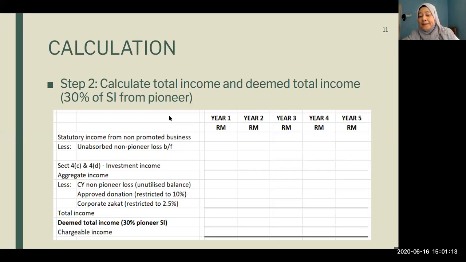My question is, remember just now the 30,000 of the balance non-pioneer loss? Where does it go, that 30,000? Where do you keep that 30,000?